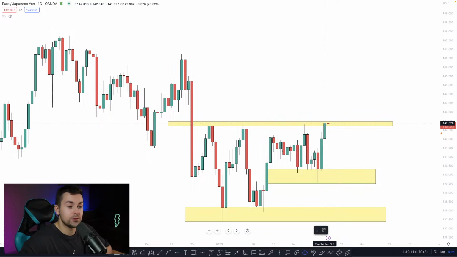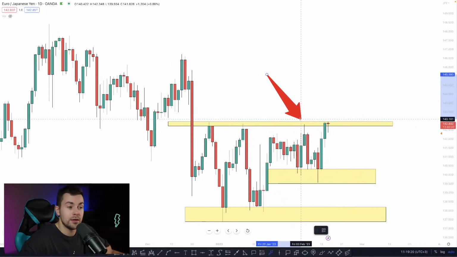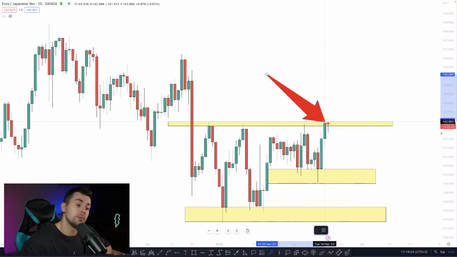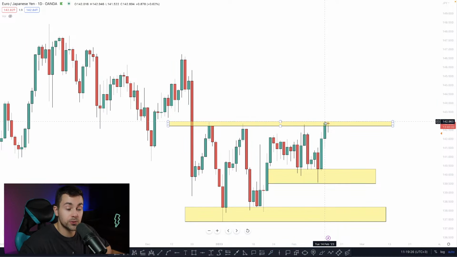And the fact is, traders, that at the moment, the market is approaching the upper boundary of the range. And watching how the price reacted to the upper boundary of the range in the past, we may expect some kind of a bearish reaction from that resistance.